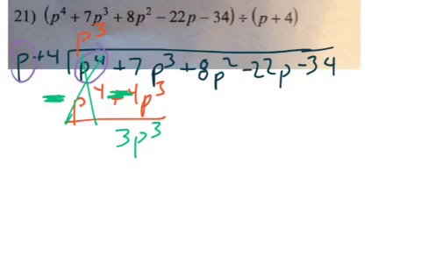What would we do next? Well, we would bring down the next term, right? The next number. So this time we're going to bring down 8p squared. And we start all over again.